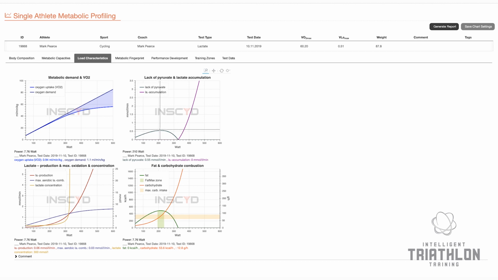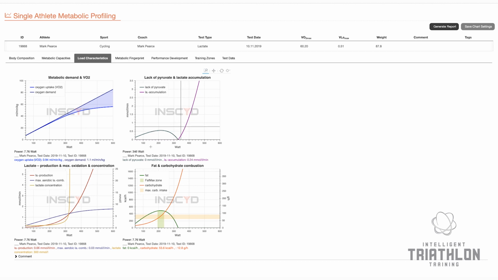So in this example, I can clear at 220 watts. The highest rate I can clear lactate from my blood is at around that 210 watt mark, and it's at 0.55 millimoles per minute per litre of blood. When we go over threshold, it starts to accumulate, and you can't get rid of it anymore. You're gradually going to be accumulating it.